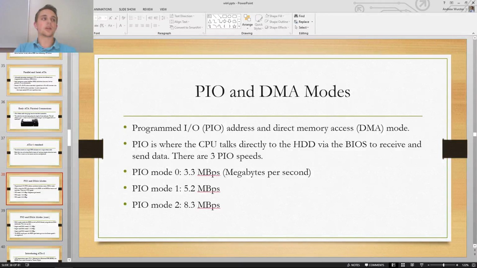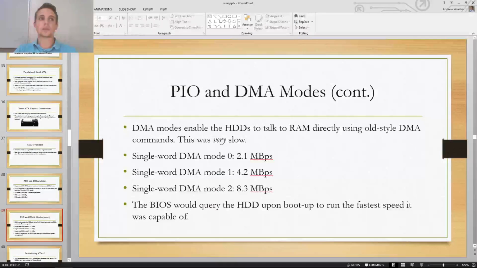They started out with what they call single word DMA. It's the oldest kind of DMA, and obviously you can see it's very slow. Modern USB flash drives, you can do like 80 meg on average, depending on the machine, 40 meg.